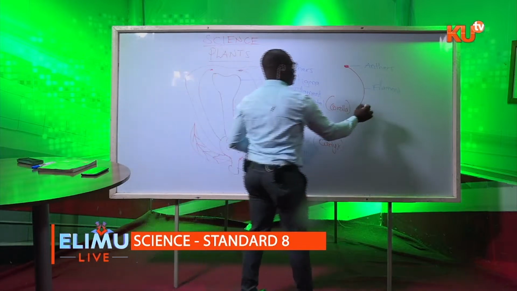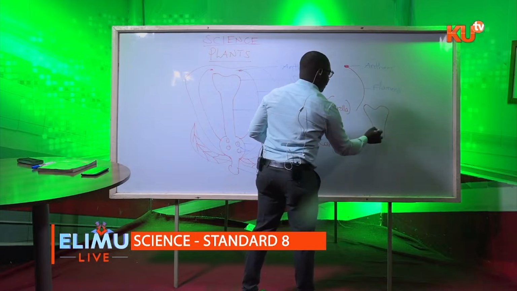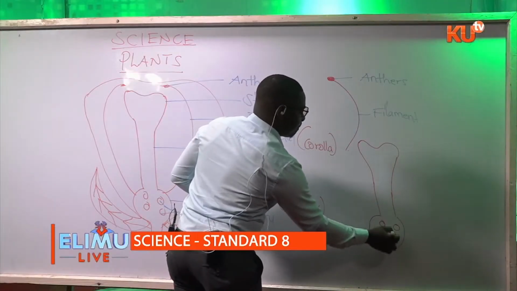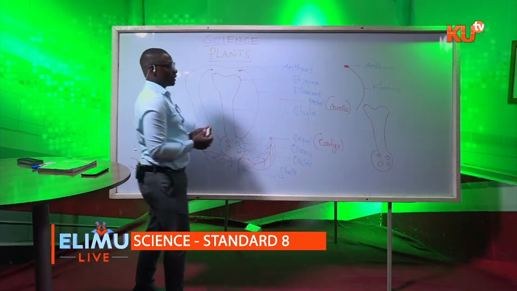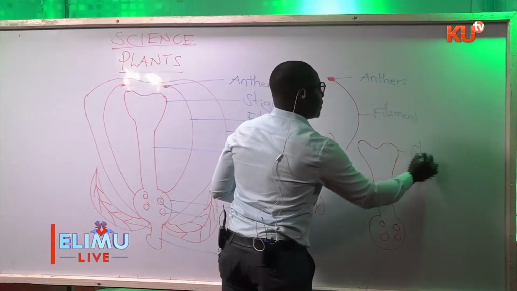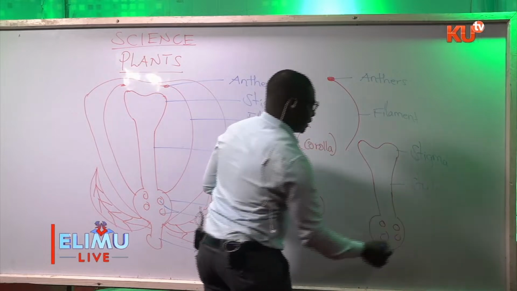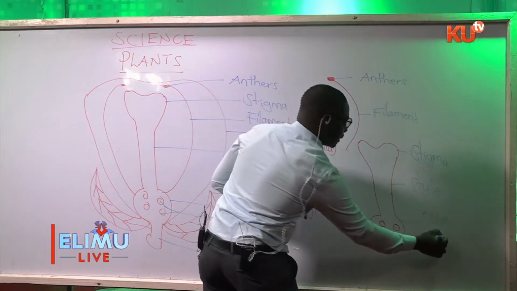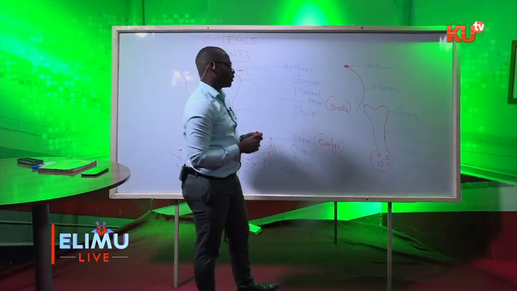When we come to draw the female parts of the flower, we draw the female parts of the flower only. The female part of the flower will be found at the central of the flower, inside the flower. So the female parts of the flower give us the stigma, the style, the ovary, and finally the ovules. That forms the female parts of the flower.